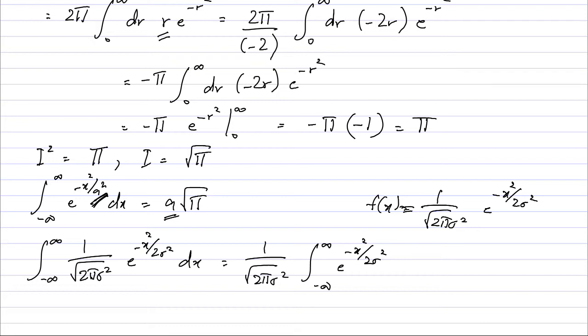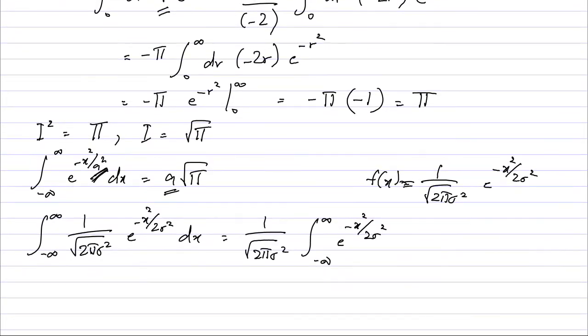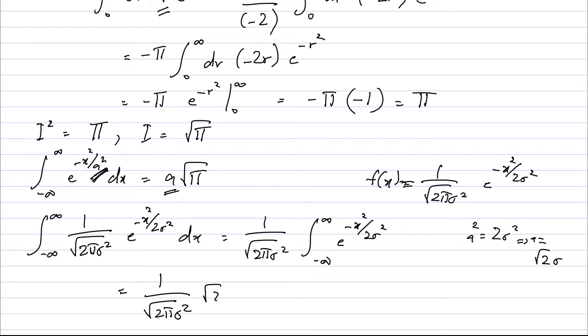Using the result that we have derived, for our case a square is equal to 2 sigma square. So this implies that a is of course square root of 2 sigma. Then we get 2 pi sigma square, and the result I get is square root of 2 sigma, and you get over here of course square root of pi, which gives you 1. So yes, the Gaussian function is normalized.